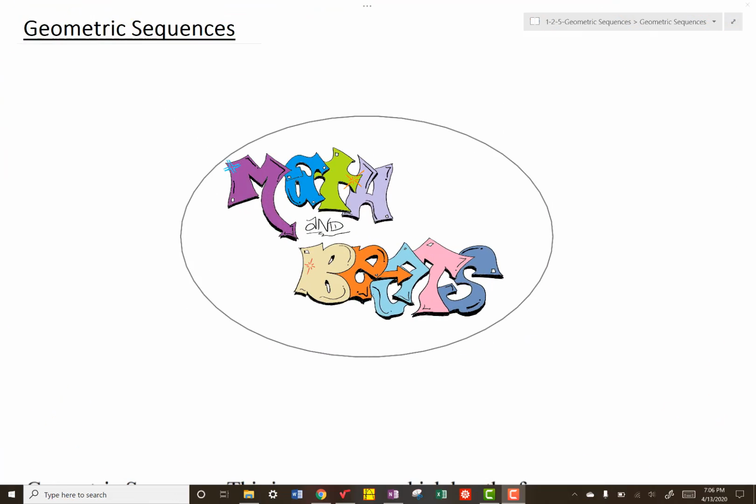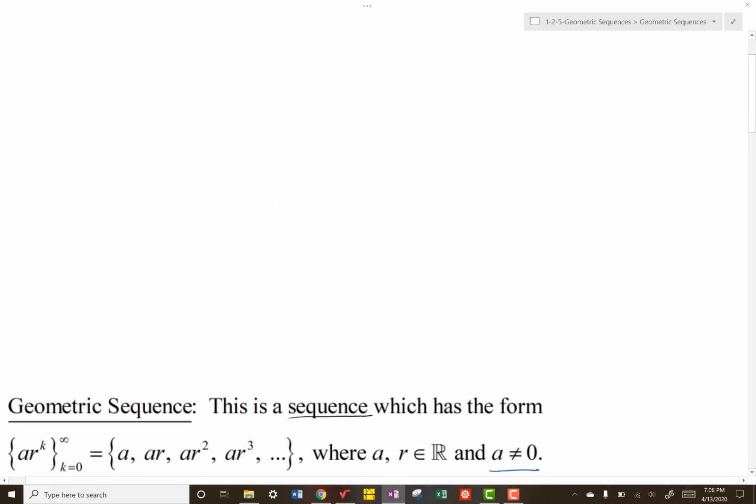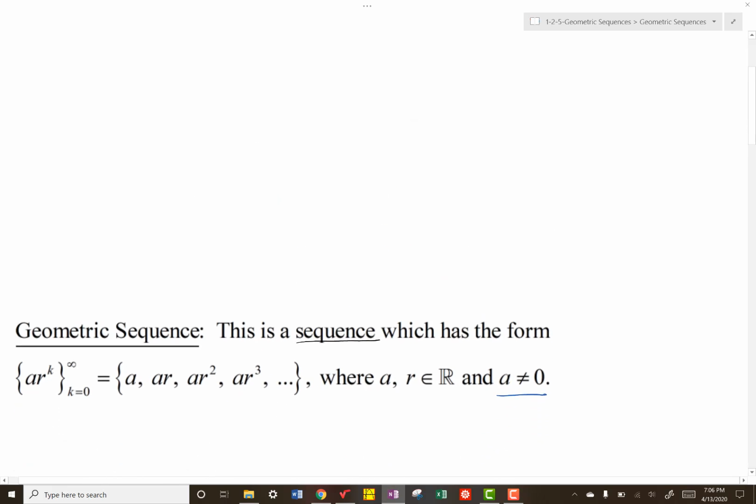Math and beats, it's time to talk about geometric sequences. Let's take a look at what these things are. All right, what's a geometric sequence? Well, it's obviously a sequence, and it has the form right here, a r to the k, and we're going to start our index k from 0 and go to infinity.